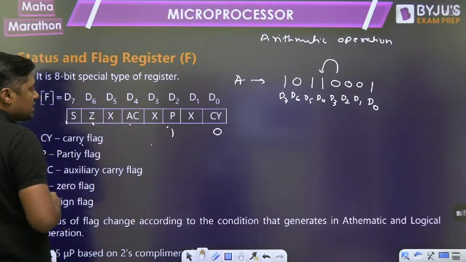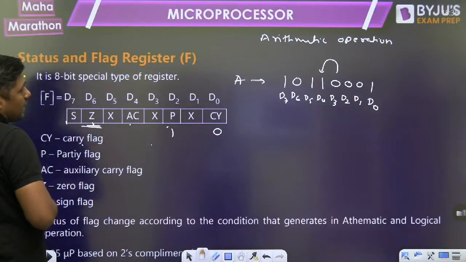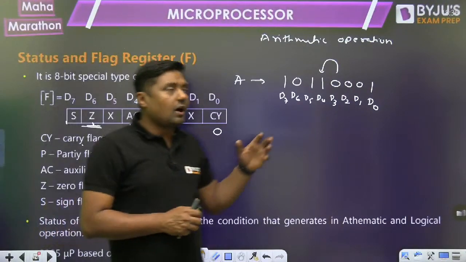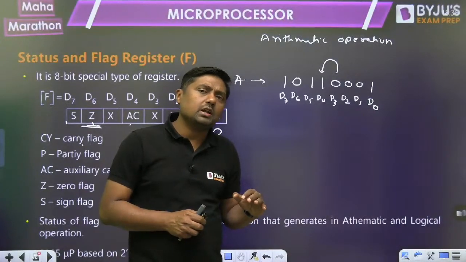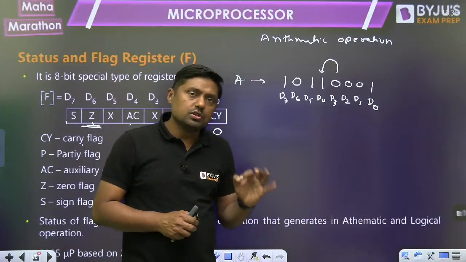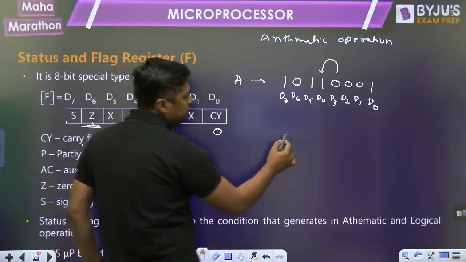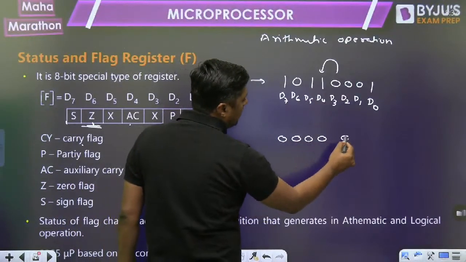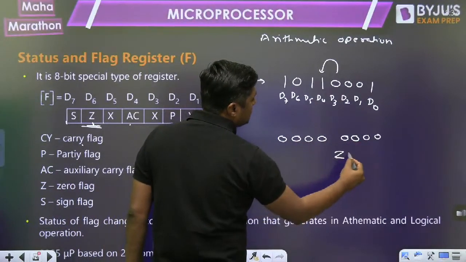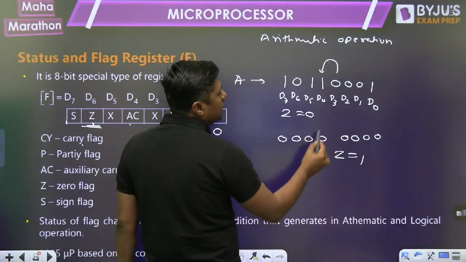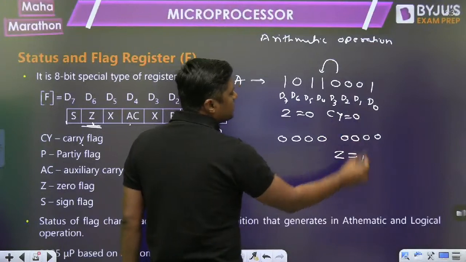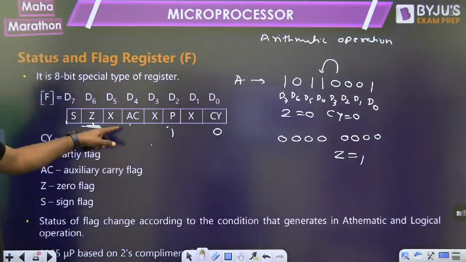No doubt it will affect the zero flag. Zero means that after any arithmetic or logical operation, if all the bits of the accumulator become zero, 0 0 0 0 0, this is the result. All 8 bits are zero, then the zero flag will be set. But here it is not zero, and that's why the zero flag is zero. There is no overflow, the carry flag is zero. We can't say about the auxiliary carry, parity is one.